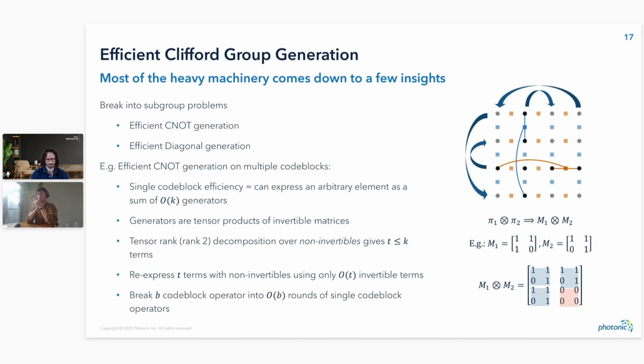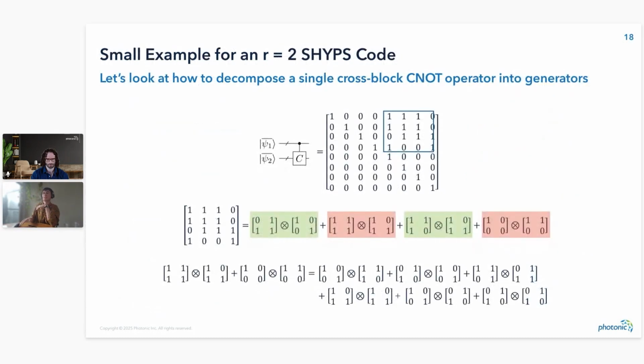But that is something that can be done with a whole bunch of fun lemmas. I think an example would be a little bit more straightforward. So let's suppose we have two code blocks in the SHYPS codes. We want to implement a logical cross-block CNOT operator corresponding to a choice of matrix C, which is this 4x4 upper right block in this large matrix. If we use standard tensor rank decomposition methods, because it's a 4x4 matrix, it will break down into a sum of at most 4 terms.